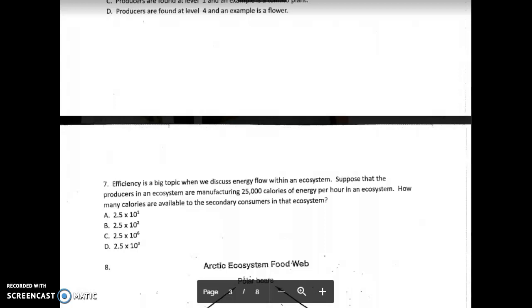Number 7. Efficiency is a big topic when we discuss energy flow within an ecosystem. Suppose that the producers in an ecosystem are manufacturing 25,000 calories of energy per hour. How many calories are available to the secondary consumers in that ecosystem? A. 2.5 times 10 to the 1, B. 2.5 times 10 to the 2, C. 2.5 times 10 to the 6, or D. 2.5 times 10 to the 3.